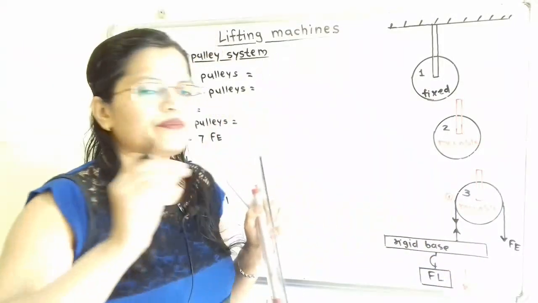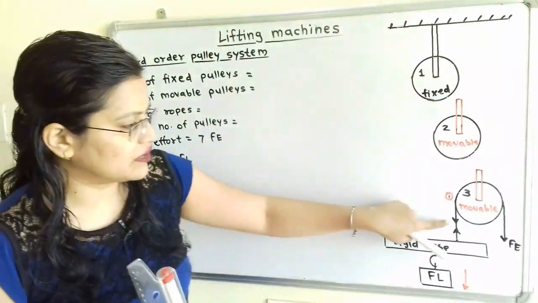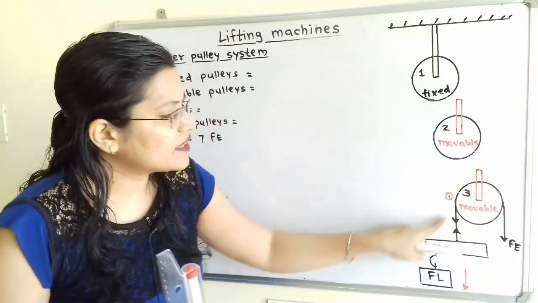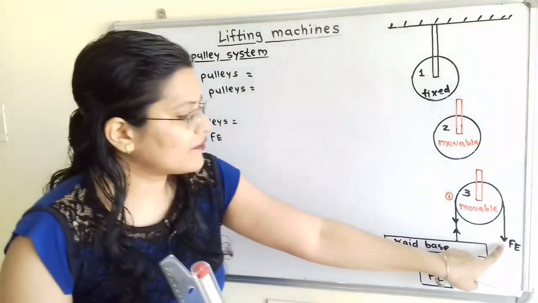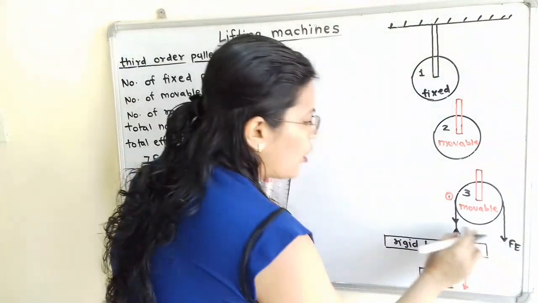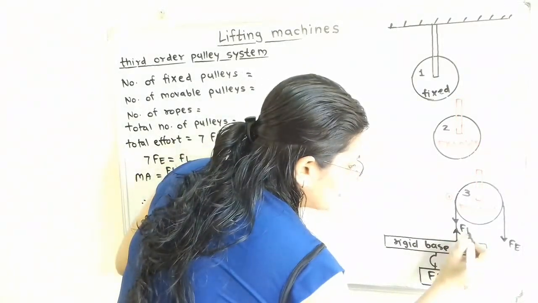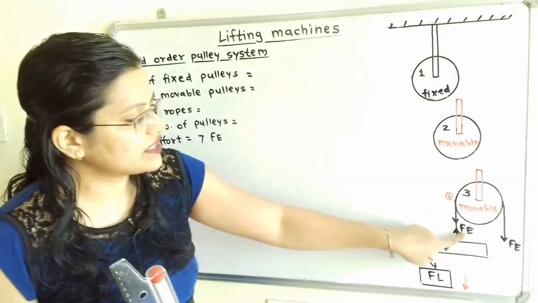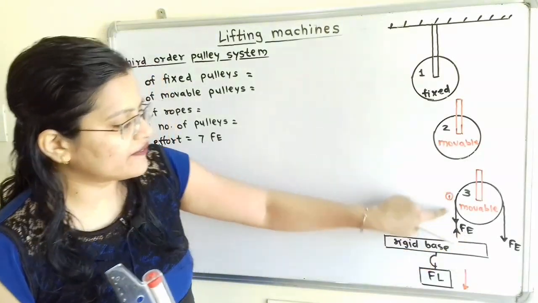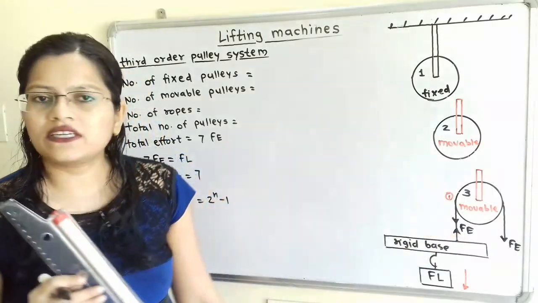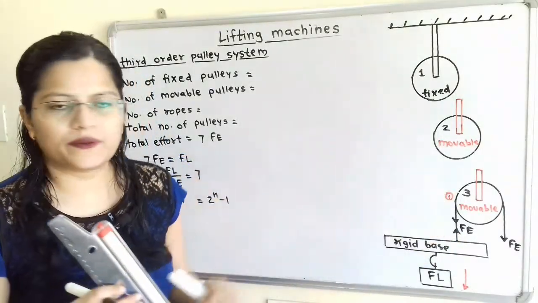Now what is the magnitude of this tension? So if we observe, this simple rope pass over the pulley number 3, and at one end effort Fe is applied. So same amount of effort Fe is created here, that is tension is equal to this amount Fe is created, which is equal in magnitude but opposite in direction along this rope.